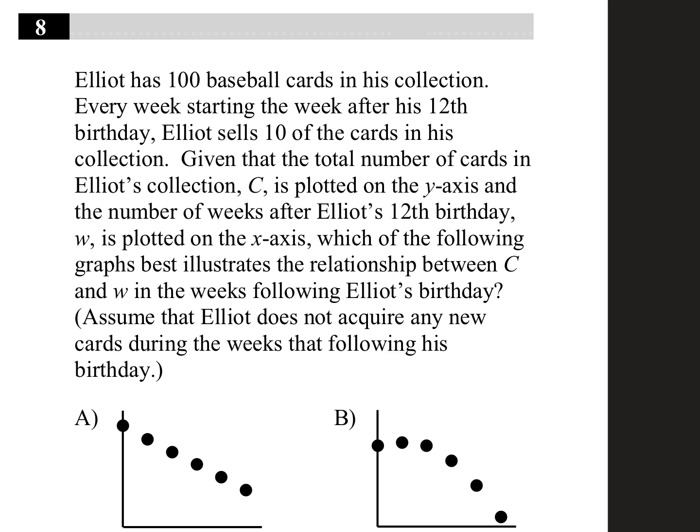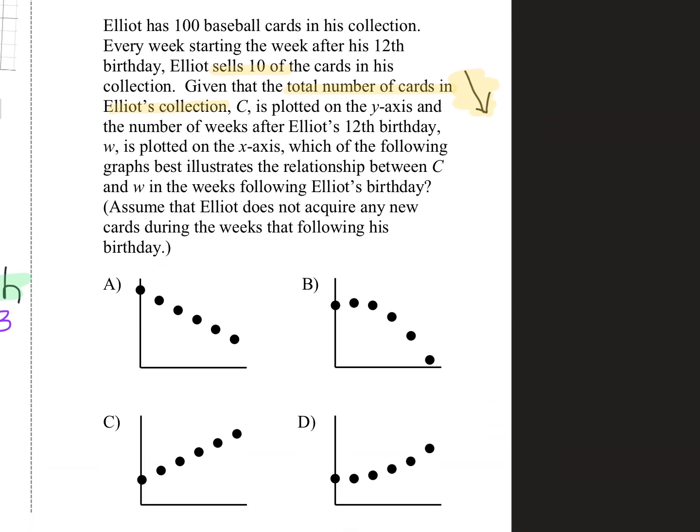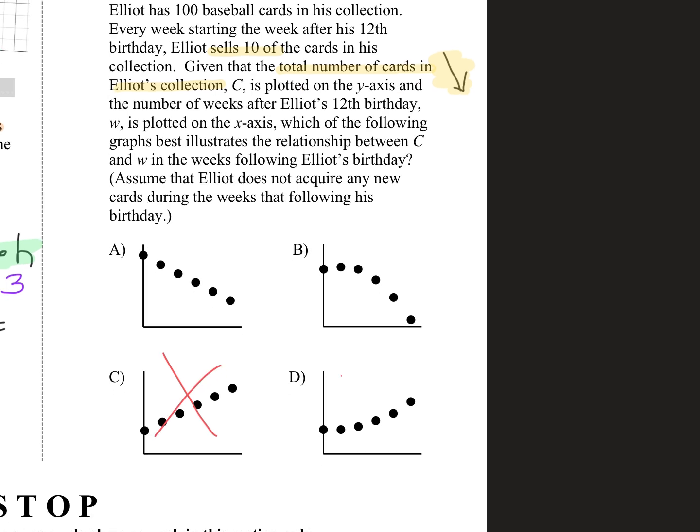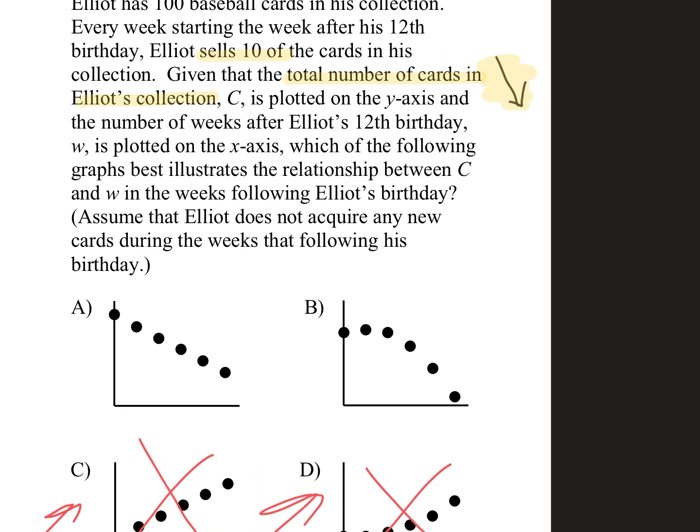In number 8, it says the graph represents the total number of cards in his collection, and he is selling his cards. So if he's selling his cards, the number of cards that he has left is going to go down. So that means that out of my multiple choice, C cannot be correct and D cannot be correct, because both of those show an increase in the number of cards, not a decrease. So now it's between these two right here.